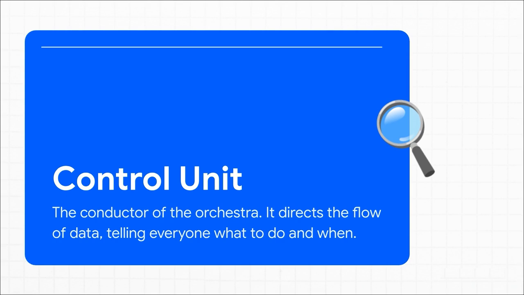And this is the boss. If the registers hold the data and the ALU does the math, the control unit is the conductor of the whole orchestra. It reads the instructions and tells all the other parts, the registers, the ALU, the memory, exactly what to do and when to do it. It directs the entire fetch, decode, execute show.